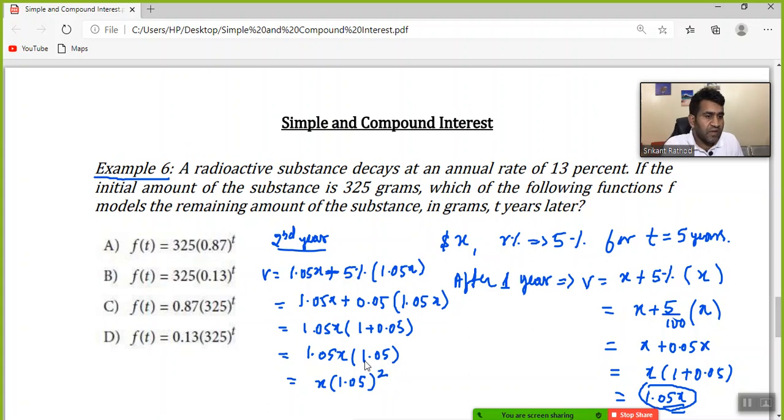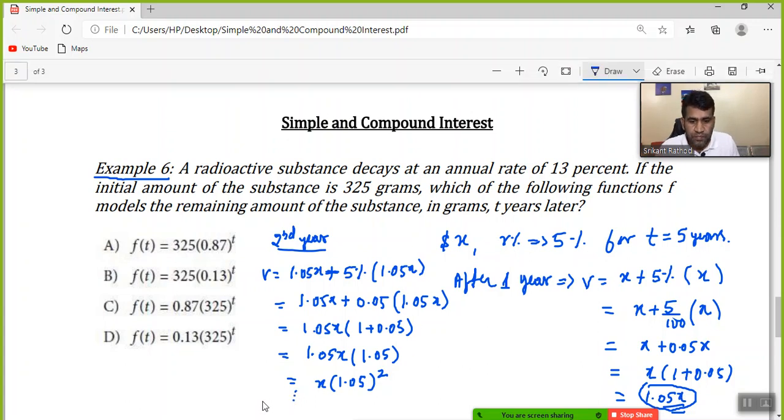So if it is for after third year, then definitely it's going to be x times 1.05 to the power 3. After 4 years, it's going to be x times 1.05 to the power 4. So just calculate this value, and just square or cube or whatever the number of time periods they are saying, then put x times that 1.05 you have calculated for the t number of years. In the same way, I can say the value after t years is x times 1.05 to the power t, right?